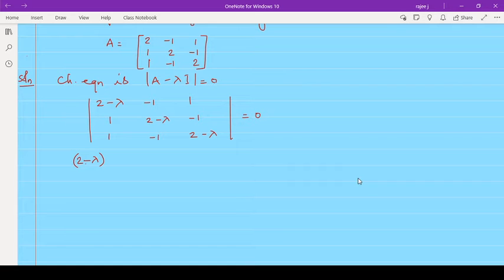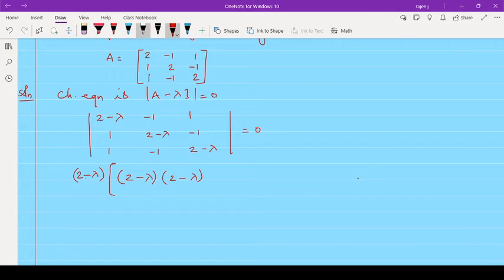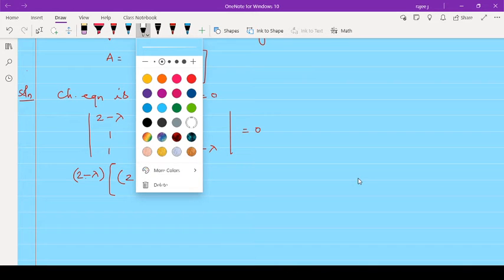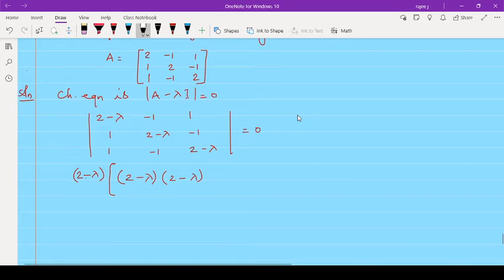So 2 minus lambda into, leaving the first row and first column, what will come here is 2 minus lambda into 2 minus lambda. I hope you know how to open this one. So 2 minus lambda into, we remove this row and this column and take only this: 2 minus lambda into 2 minus lambda minus 1 into minus 1. That is what we are going to do here.